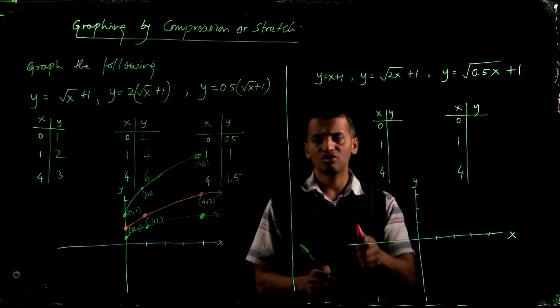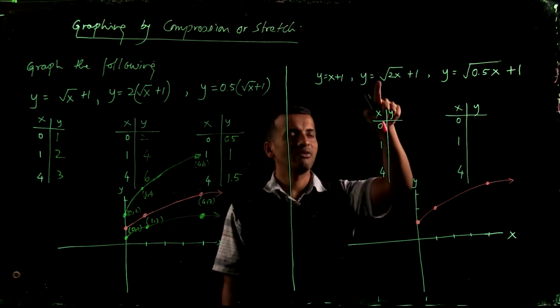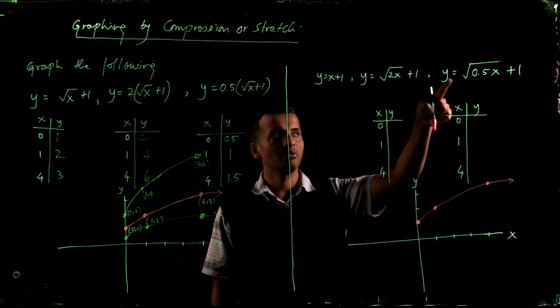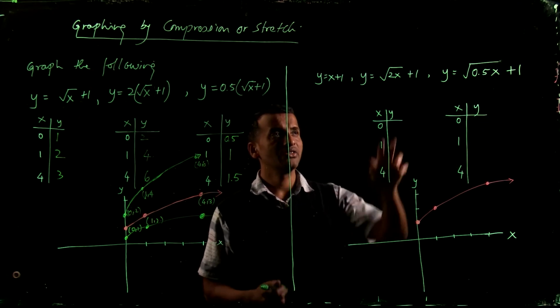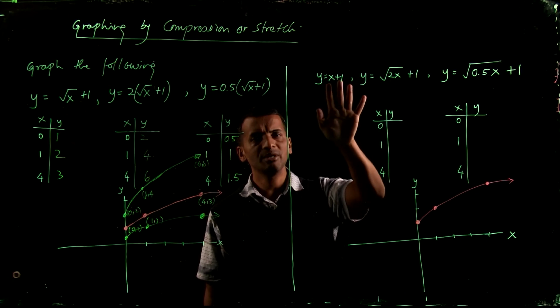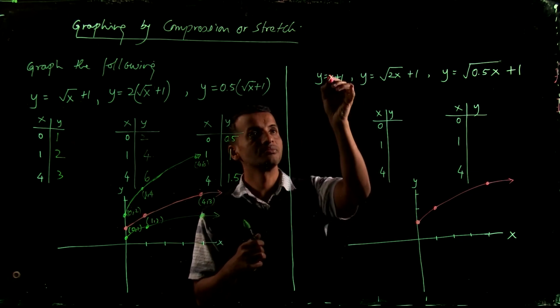So this graph is already drawn here. Now we want to plot the graph for y equals square root of 2x plus 1, and y equals square root of 0.5x plus 1. What does that mean? If you look at this equation, it is basically obtained from this. This is square root of x, right?